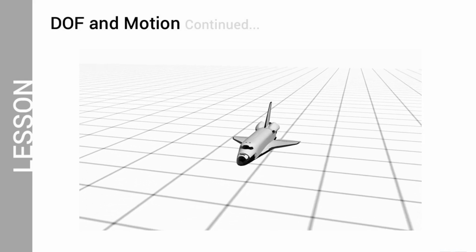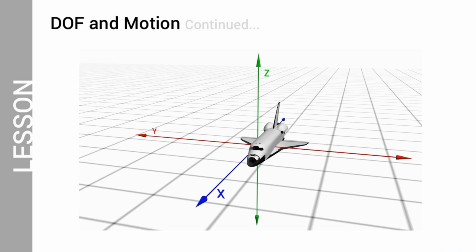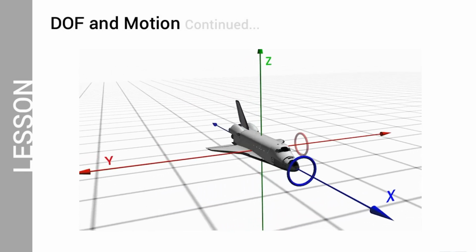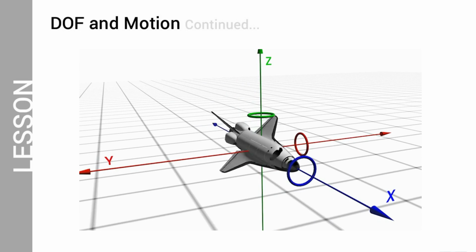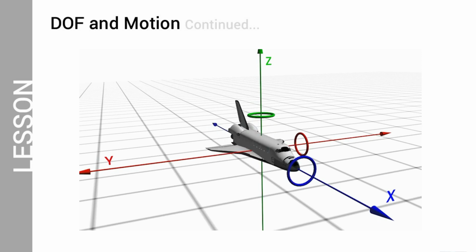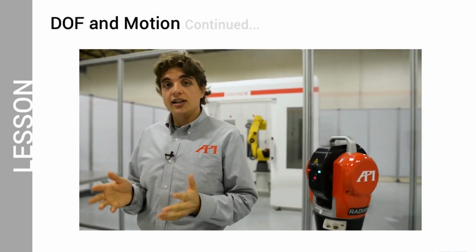It can move along 3 axes that are commonly referred to as the Cartesian, or X, Y, and Z plane, which you might remember from algebra class. It can move forward or backward on the X-axis, left and right on the Y-axis, and up and down on the Z-axis. There are, however, 3 more movements the shuttle can make. The shuttle can roll on the X-axis, it can pitch forward or backward on the Y-axis, and it can rotate or yaw in a circle on the Z-axis. Those are the 6 basic movements, or degrees of freedom, that any object can make.